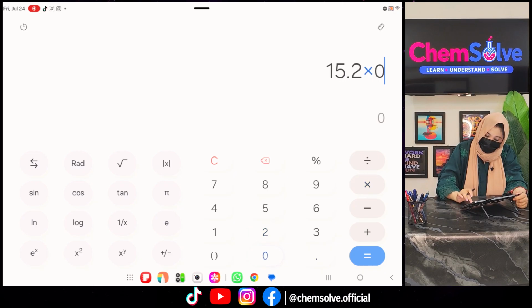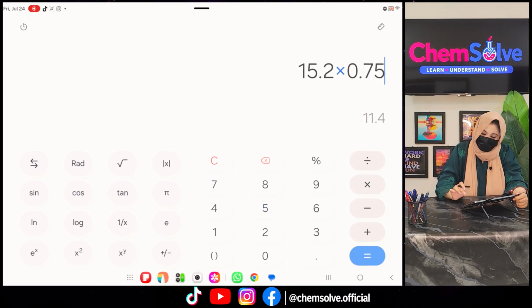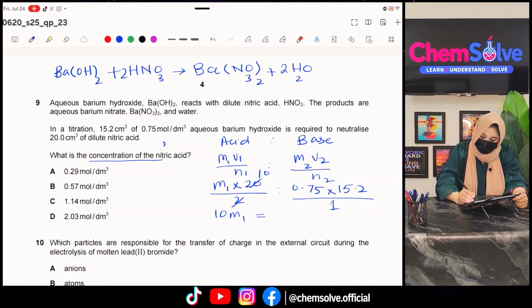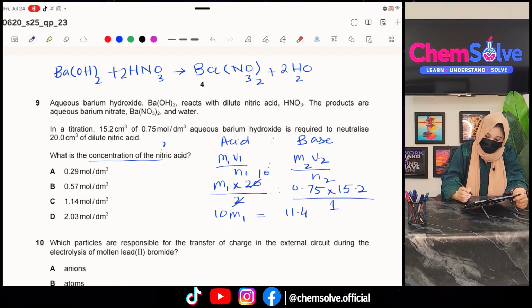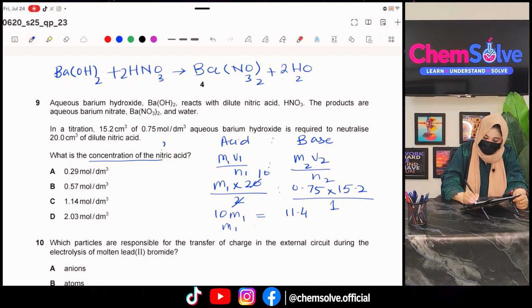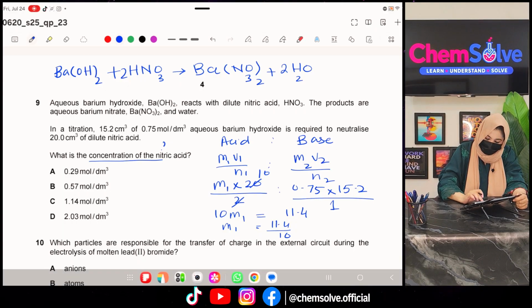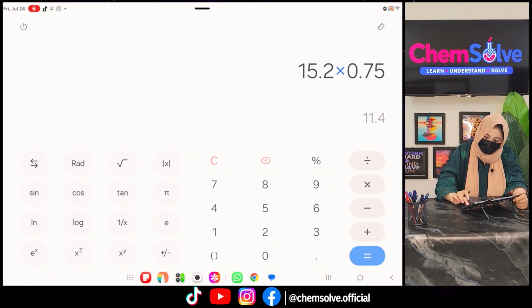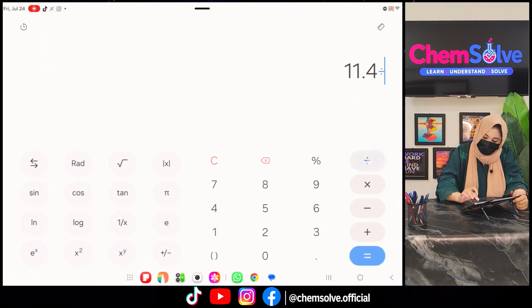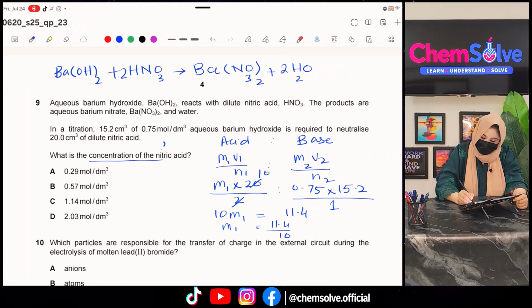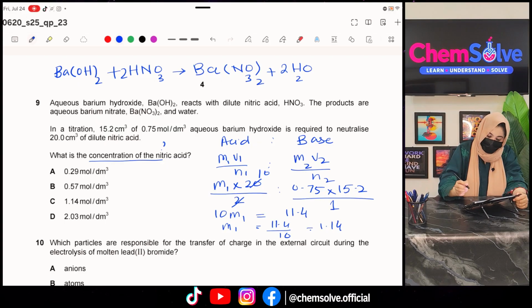15.2 multiplied by 0.75. This is 11.4. So I need M1. M1 would be 11.4 divided by 10. This is 1.14. So my answer is 1.14. That is option C.